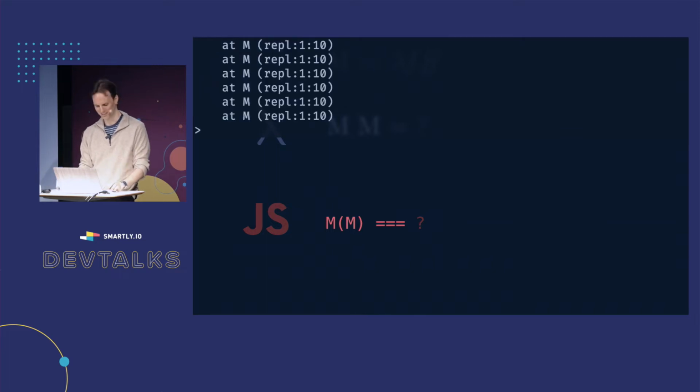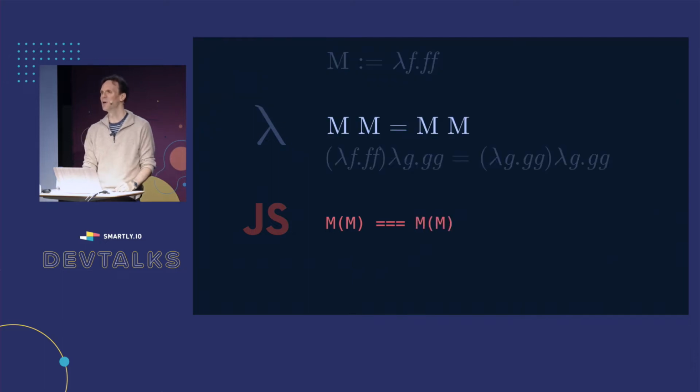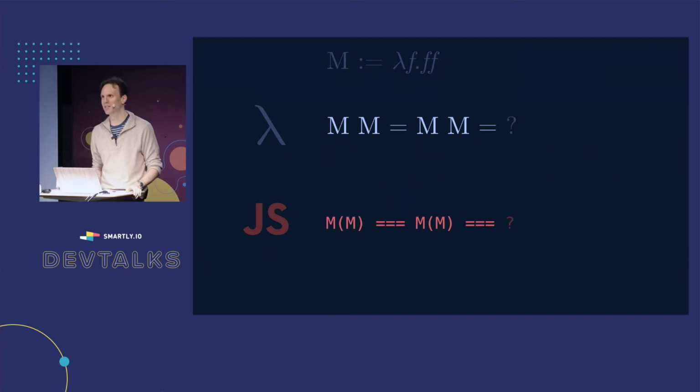It's a Stack Overflow. Why is it a Stack Overflow? Well, the Mockingbird duplicates things. So if you duplicate M, we get the Mockingbird of Mockingbird. But we started out there. So this is just an infinite loop.